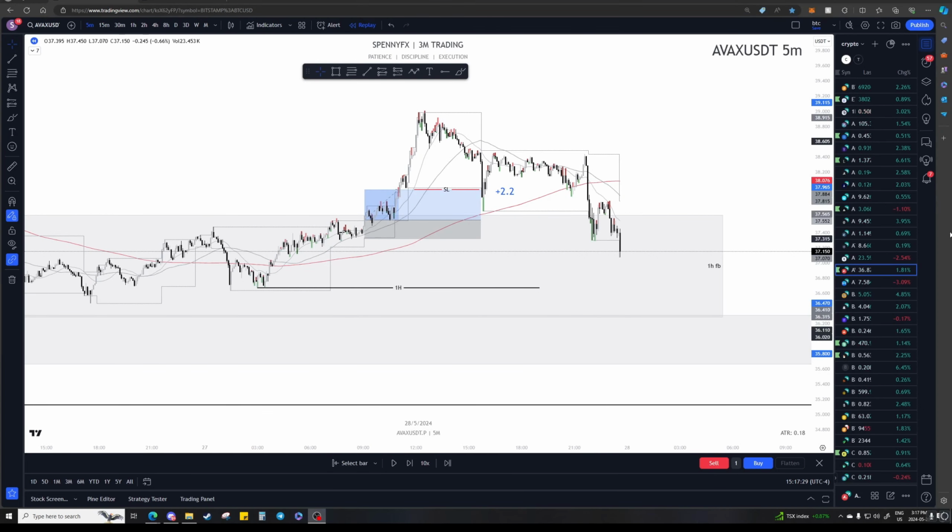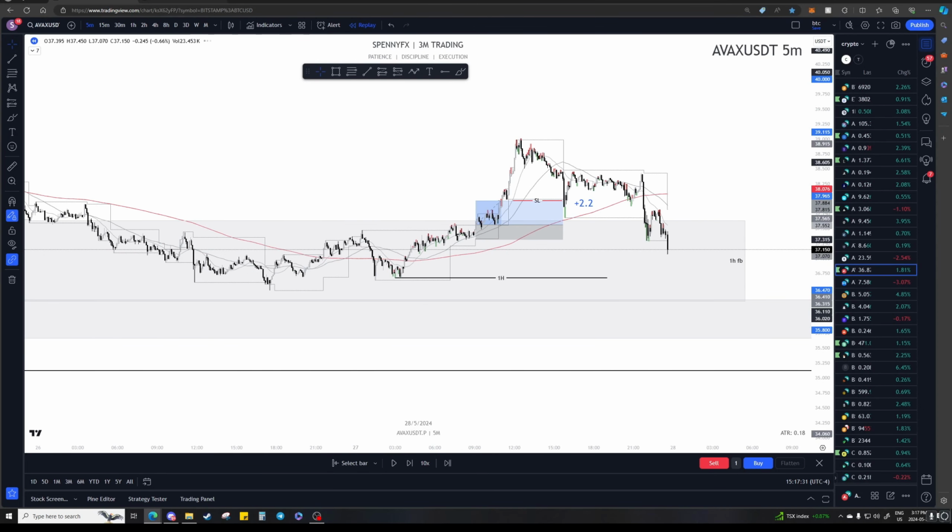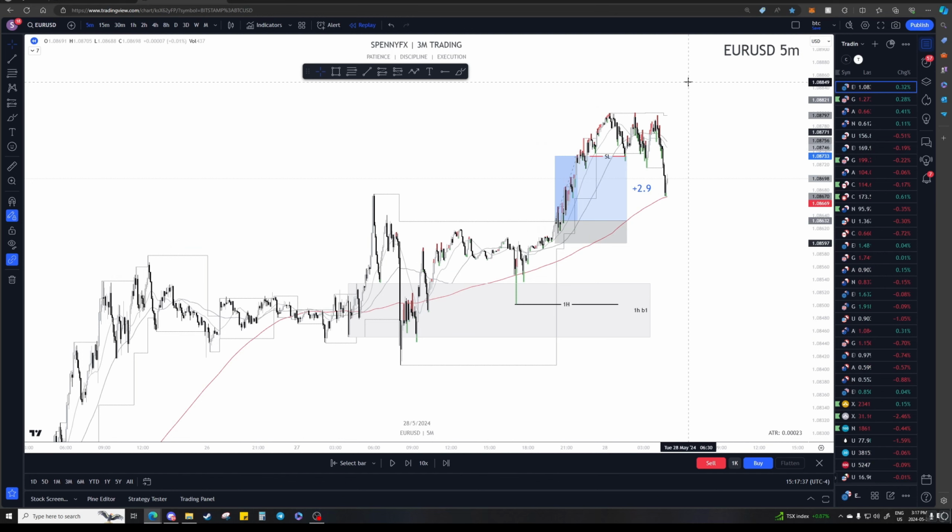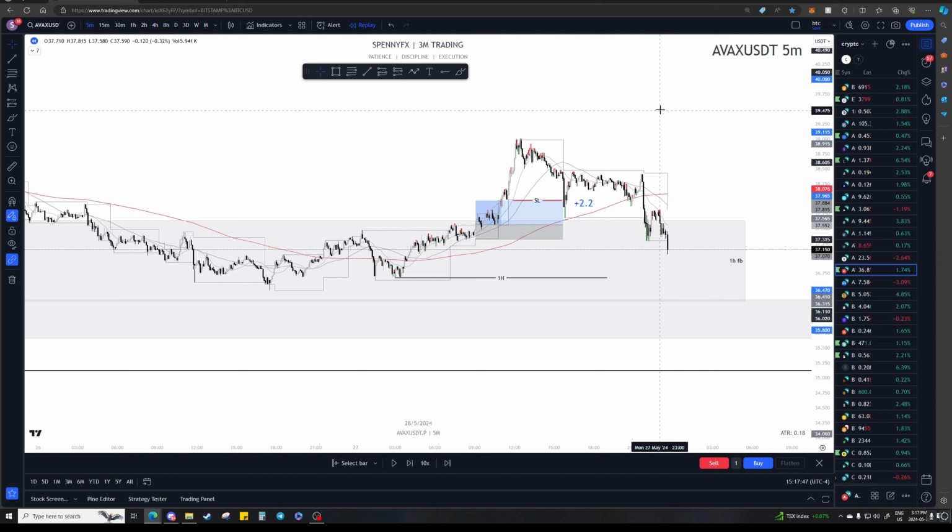So today I'm going to be going over a couple trades that were sent out to the VIP members yesterday. One of them was AVAX, the other one was EURUSD. As always, I'm going to just start from the high time frame, go through the full top-down analysis, and basically go over why I entered these. And yeah, so starting with AVAX.